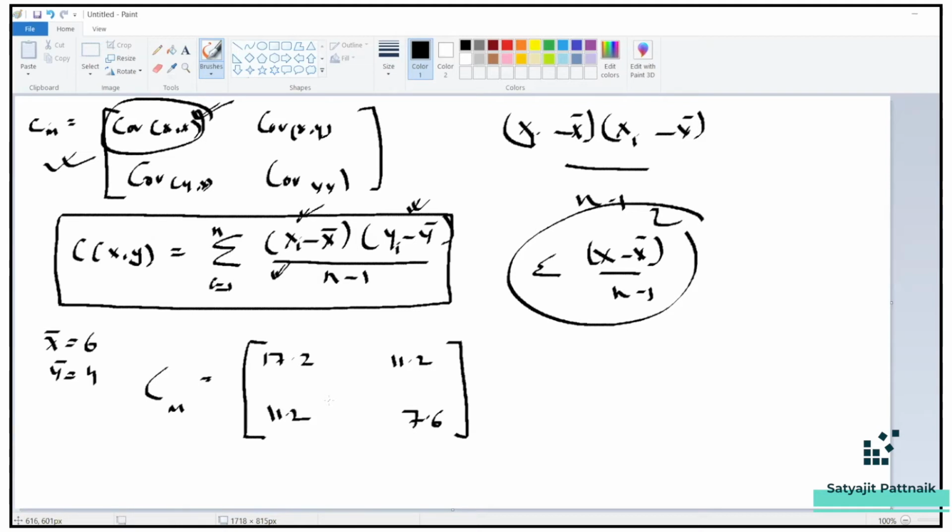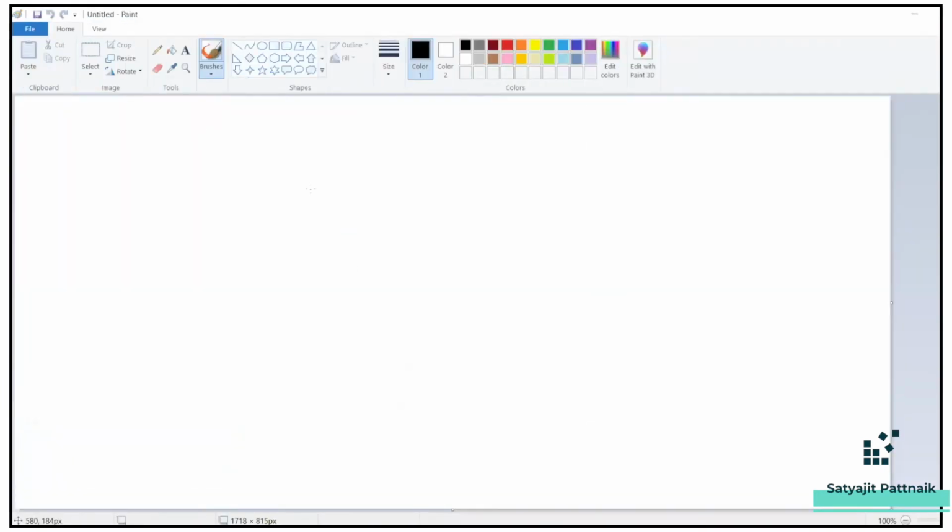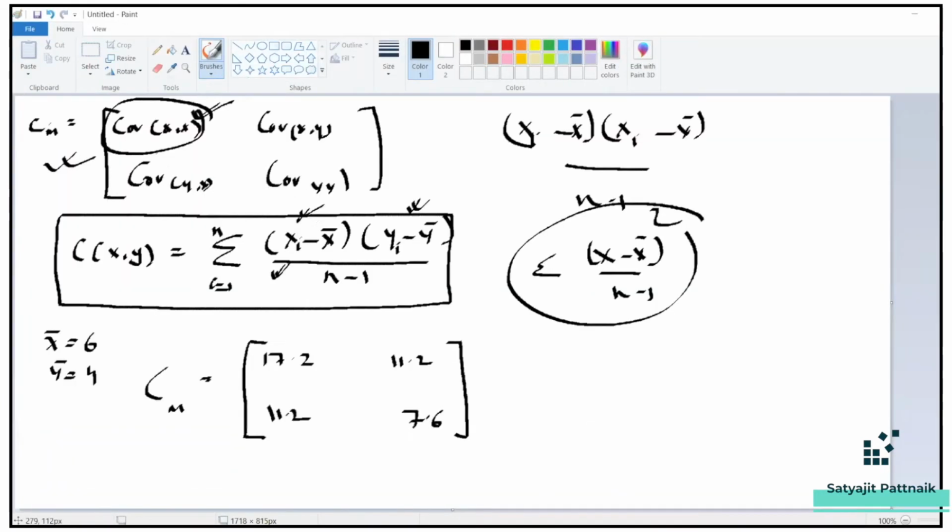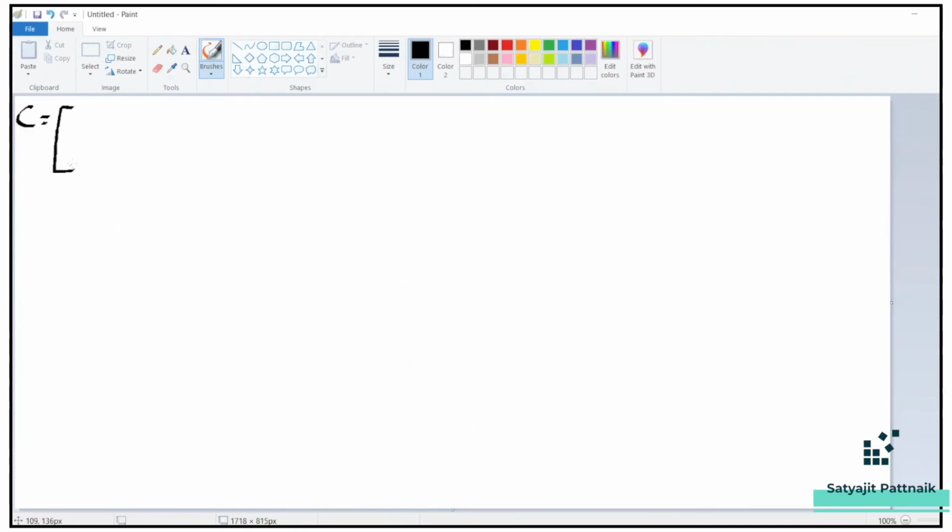Now our main focus is to calculate the eigenvalues and eigenvectors for this covariance matrix. As we already know, we just have two variables, variable 1 and variable 2, so we will be getting two eigenvectors, right? I hope it's clear with this particular slide. If not, pause the video and write it down in your notebooks. I will write down the covariance matrix, which is 17.2, 11.2, 11.2 and 7.6. Now I have the covariance matrix.